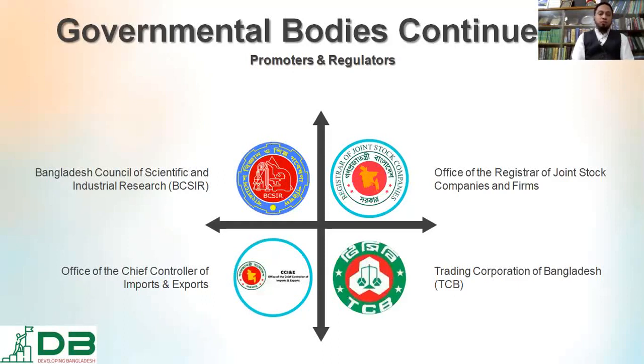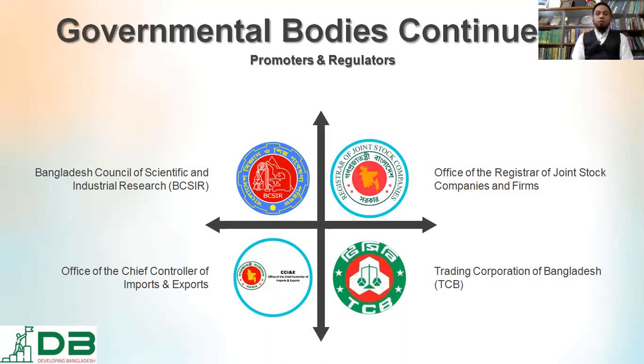Then we have Bangladesh Council of Scientific and Industrial Research, BCSIR. This is a scientific institution working to invent industrial processes, new products, and new services, and many scientists work in this organization. They have 500 plus new inventions, mainly production processes. Some of these processes have been commercialized successfully, and many of the inventions are yet to be commercialized in the country.